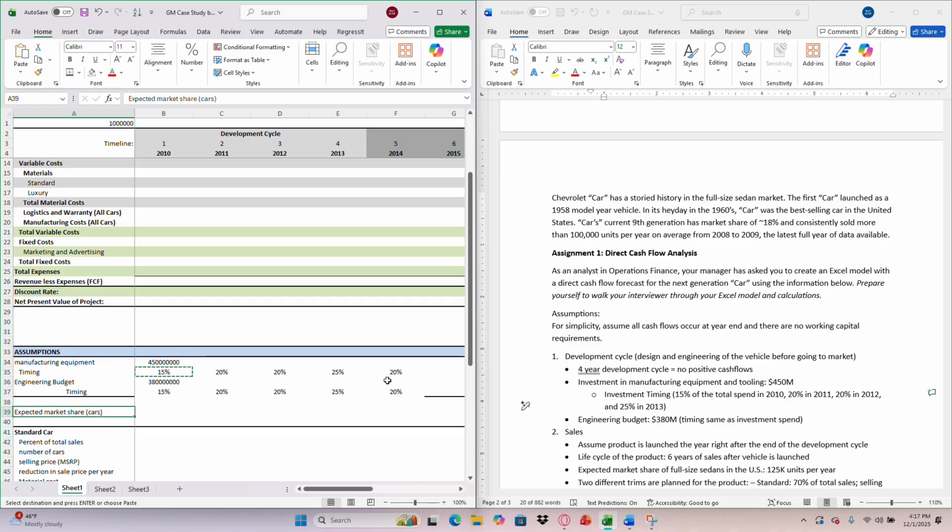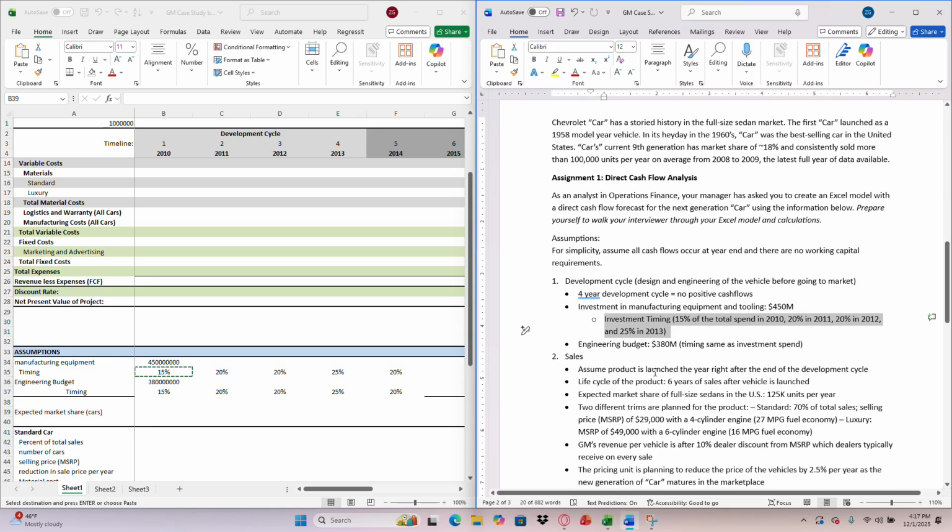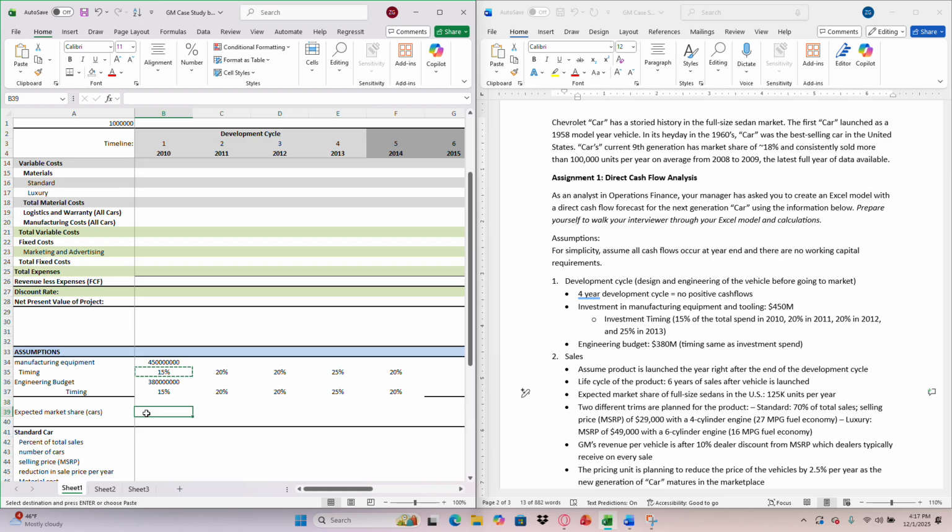And so we are going to make the assumption of how many cars we are going to sell. It tells us somewhere up here, or maybe down here, assume the product is launched the year after the end of the development cycle. So we're going to be starting in year 5 with our cash inflows, and we're going to be selling 125,000 units per year. All right. But remember, this is our development cycle, which means we are selling 0 units during this time. So this number needs to be moved over to year 5.